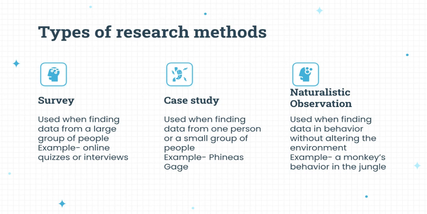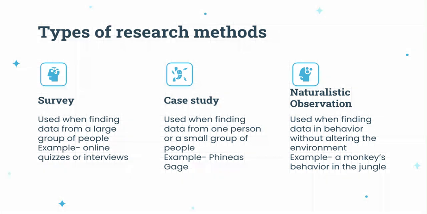And last but not least is naturalistic observation, which is used when finding data and behavior without altering the environment. An example would be a researcher studying a monkey's behavior in the jungle. A strength of this is that it describes the behavior, but a weakness is that it doesn't explain the behavior.